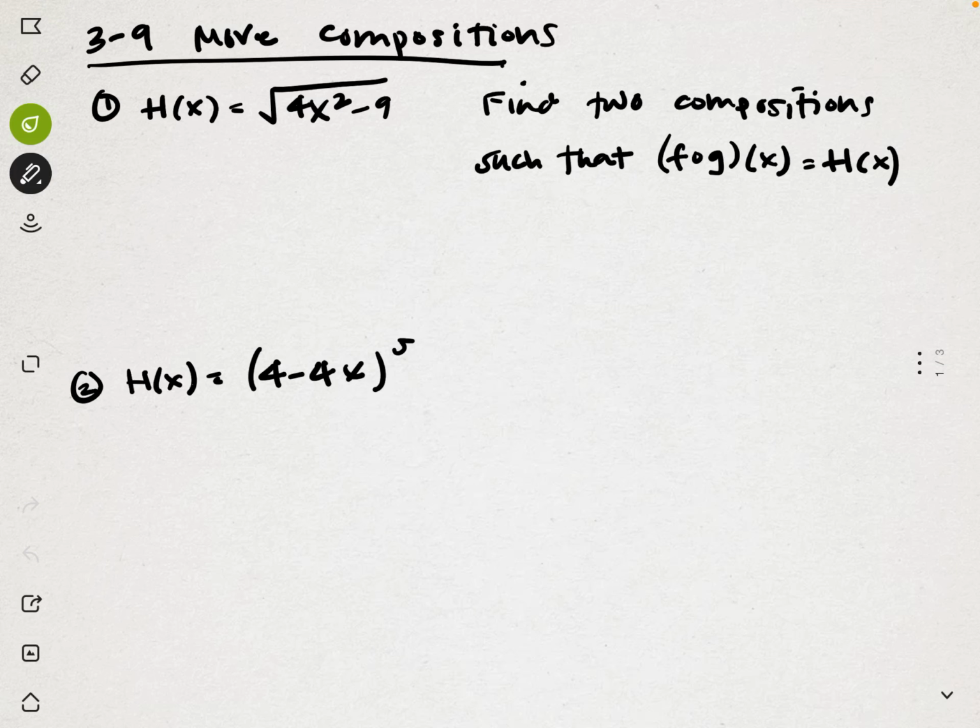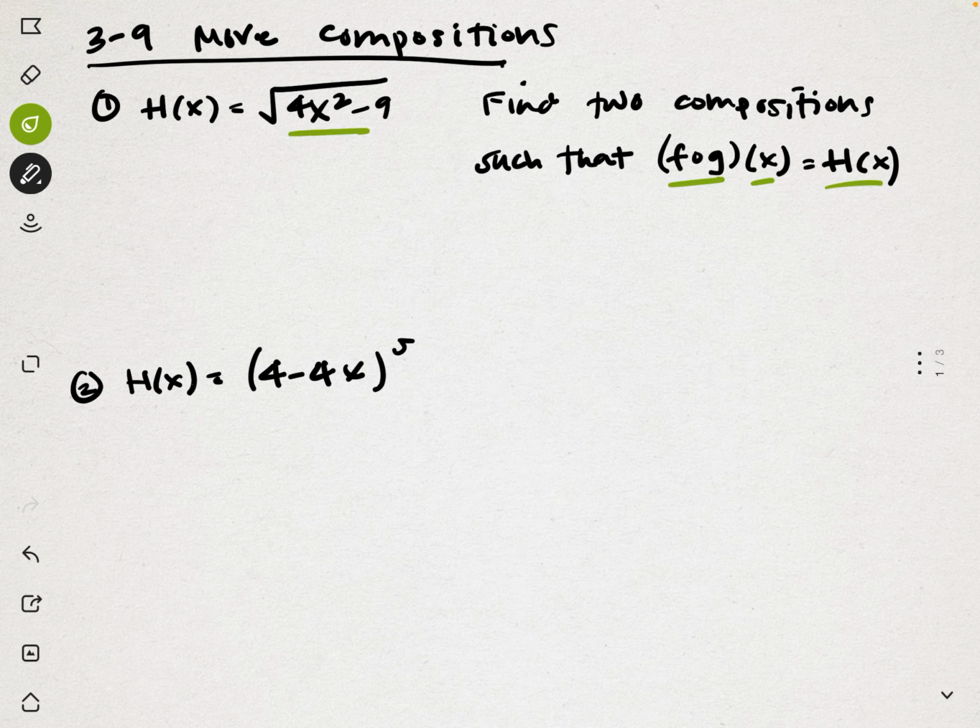Okay, welcome back. Today we're looking at 3-9 more compositions. So this time we're kind of working backwards. We're starting with something that's a composite function, and we're trying to find the two compositions such that f composed of g of x is equal to h of x. So what we're trying to do here is find what's the inside and what's the outside.